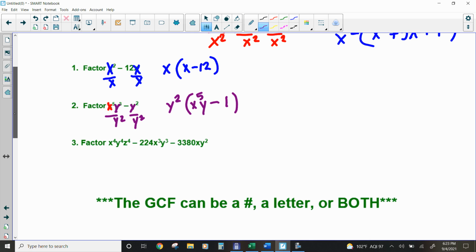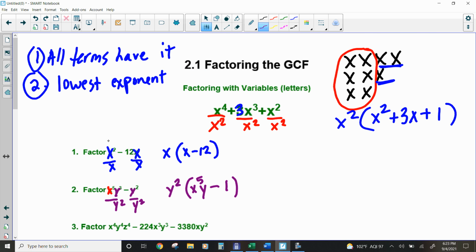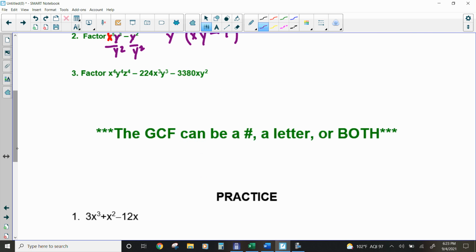Third example here, oh, it's packed with stuff. Oh, it looks like that other problem we looked at. Okay, so let's start with the x's. Can we take out x's? I see an x right here. I see an x right here. I see an x right here. So I can take out some x's. It's going to be the one with the lowest exponent. So I'm going to pull out an x. So I'll take an x out of this. I'll take an x out of that. I'll take an x out of that.